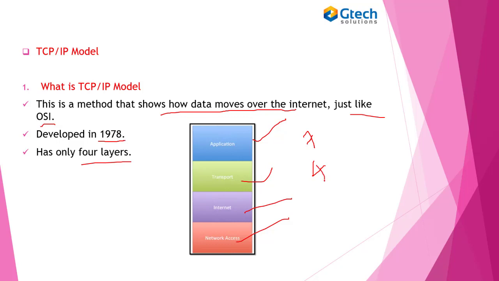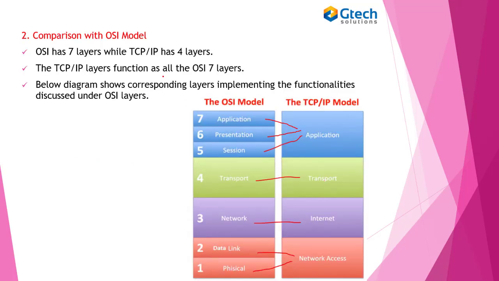Okay, so let us move to understand the difference between OSI and TCP IP model. Comparison with OSI model. OSI model has 7 layers while TCP has 4 layers. They both function the same. So let's compare this diagram. The diagram shows how the following layers work.